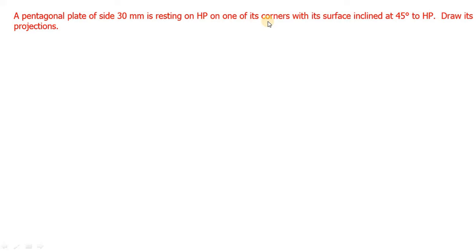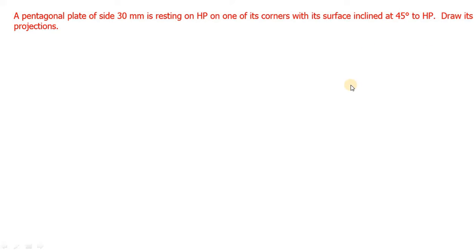of its corners. Which means we are going to draw the pentagonal plate keeping the corner on the left side with its surface inclined at 45 degrees to HP. The pentagonal plate will have two surfaces on either side. One surface is inclined at 45 degrees to HP, in which the pentagon should rest on one of its corners. So in this way we have to draw the projection. So let us start the diagram.